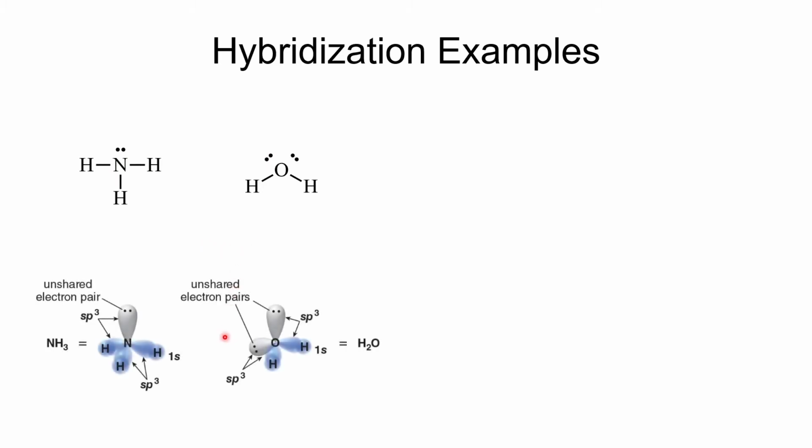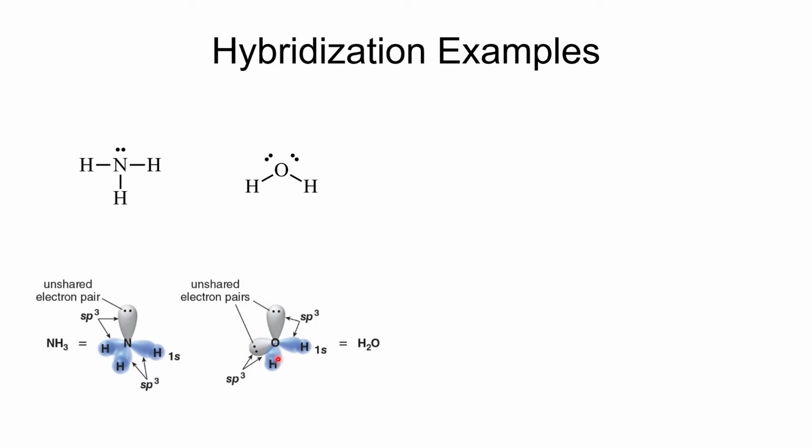The first example we want to look at is ammonia and water. With ammonia and water, we've got 4 groups around each. With 4 groups, that means that these are both sp3 hybridized. There's a singly occupied sp3 hybridized orbital that overlaps with the 1s orbital on hydrogen, and we've got 3 of those on the ammonia. And then we have a lone pair of electrons in an sp3 hybridized orbital that's also on the nitrogen.